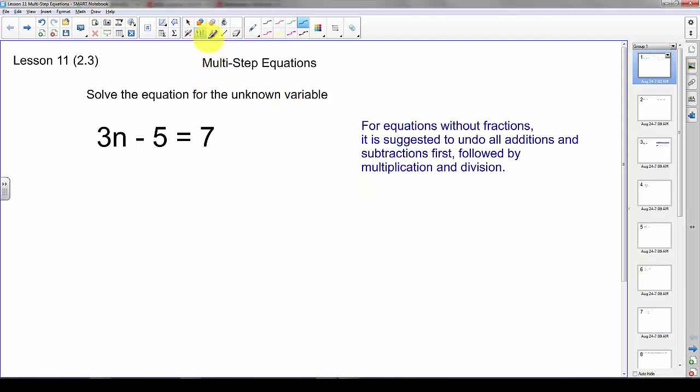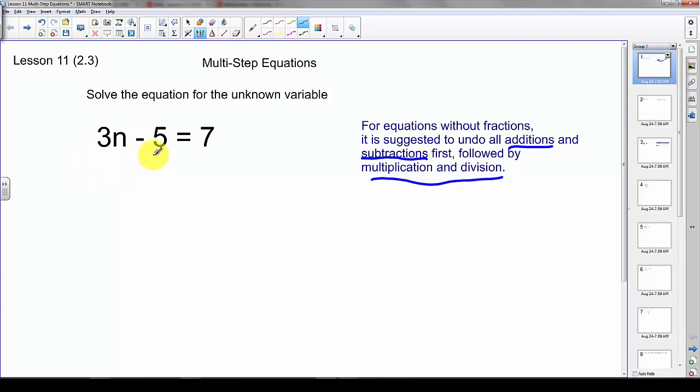And what I'd like you to try to do when you solve any kind of multi-step equation is, when there's no fractions, I'd like you to try to do all the addition and subtractions. Deal with those first, so get rid of those, and then follow those up by the multiplications and divisions. So in this problem, we need to isolate the n, get this by itself, but in order to do that, we have to undo this subtraction of 5 and undo this multiplication of 3.